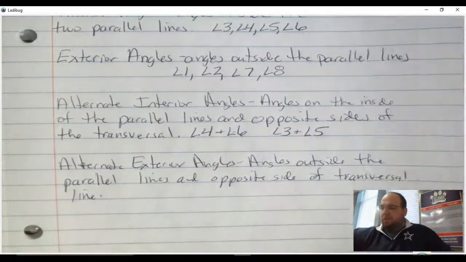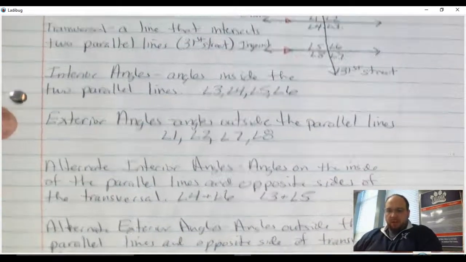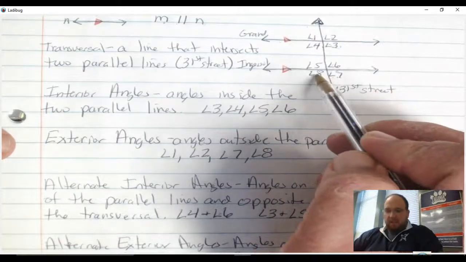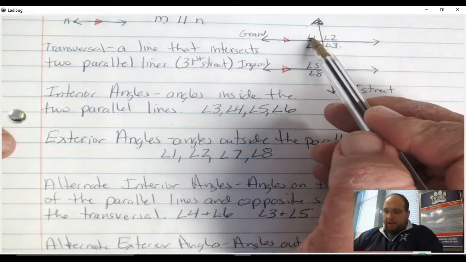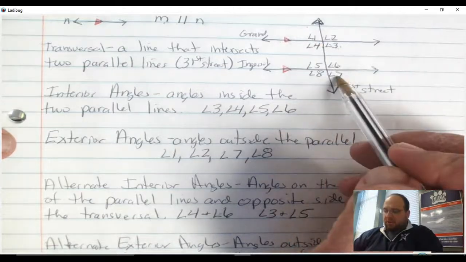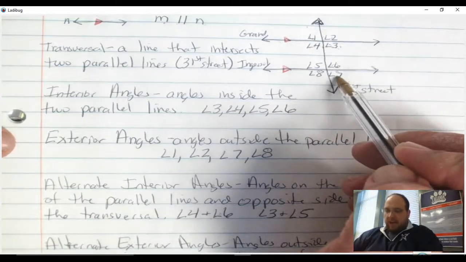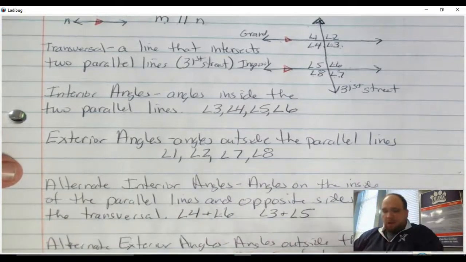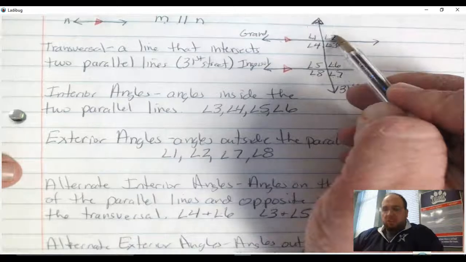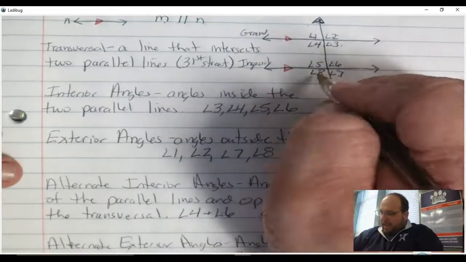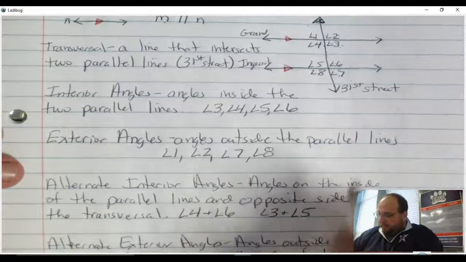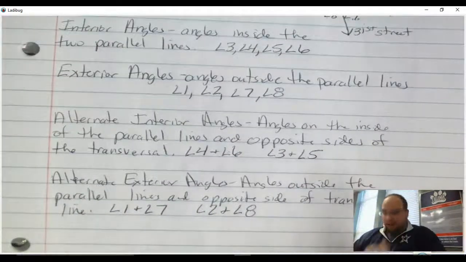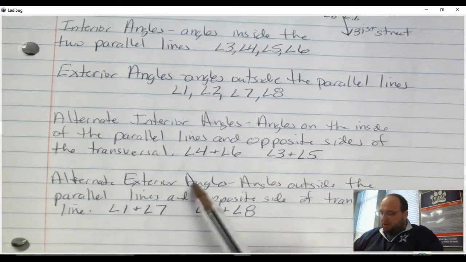Examples of those in this one that we have here with Grand, Ingersoll, and 31st Street. Angle 1 and angle 2, angle 7 and angle 8 are exterior angles. Angle 1 is partnered with angle 7 because, again, they're on opposite sides of the transversal line on the outside of those two parallel lines. So angle 1 and angle 7 are paired together, along with angle 2 and angle 8. So 1 is with 7, 2 is with 8. And I wrote that down here. Angles 1 and 7, angles 2 and 8 are alternate exterior angles.